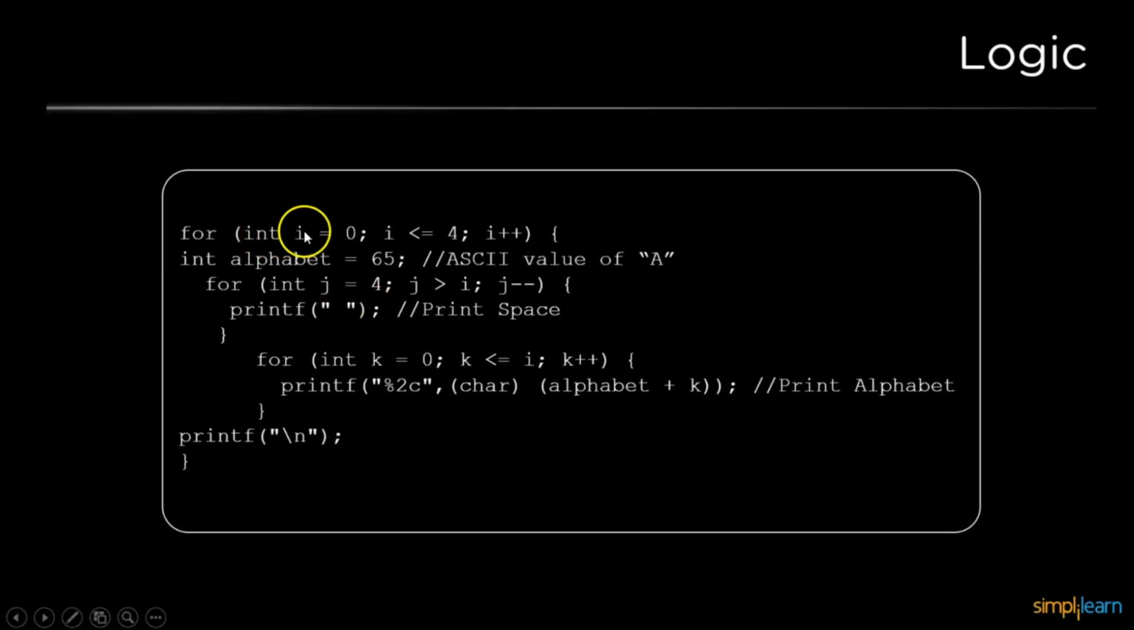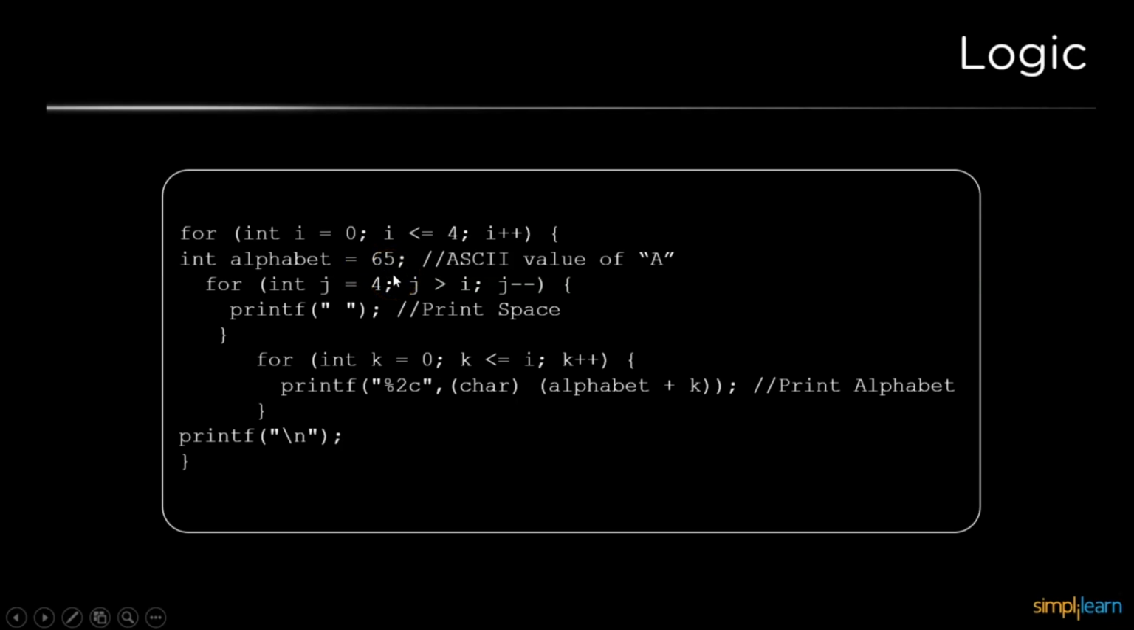So initially the I value is 0, so 0 should be lesser or equal to 4, which is true. It comes to the inner for loop and the initial value of J is equal to 4. So 4 is greater than I, that is initially the I value is 0, so 4 is greater than 0, which is true. So it prints the space, that is the empty space. So this will continue until the condition is not satisfied.